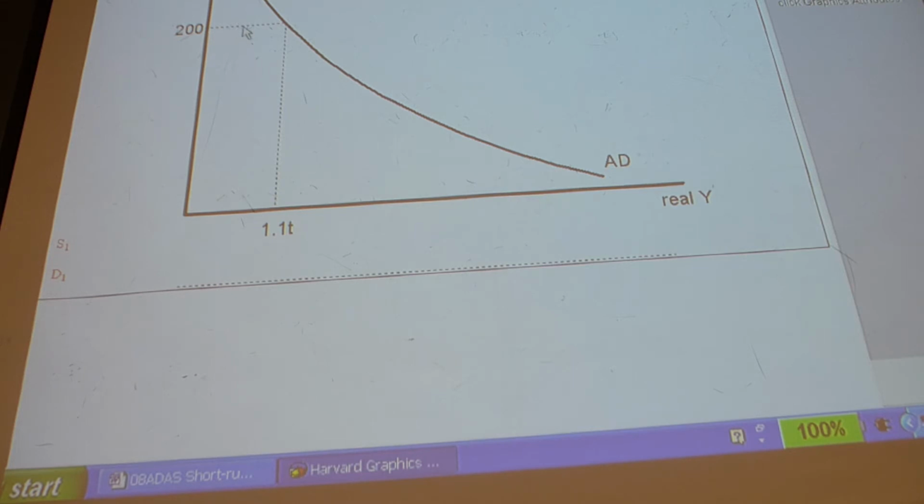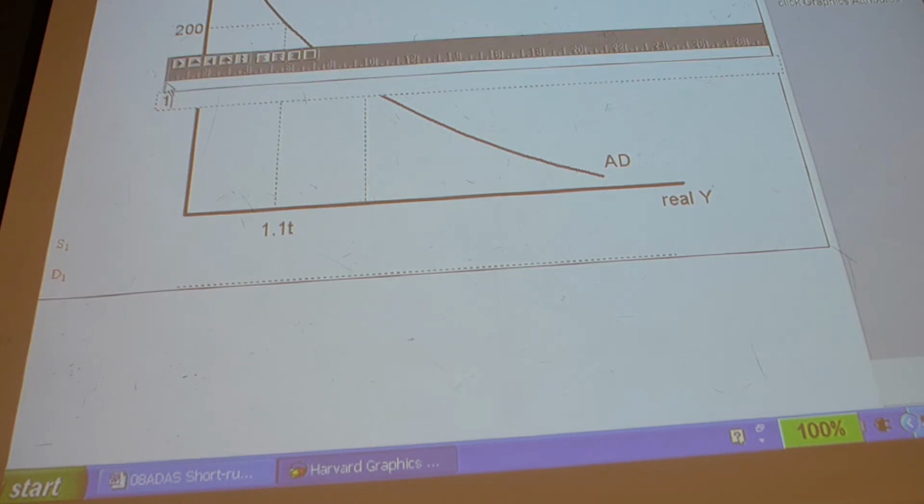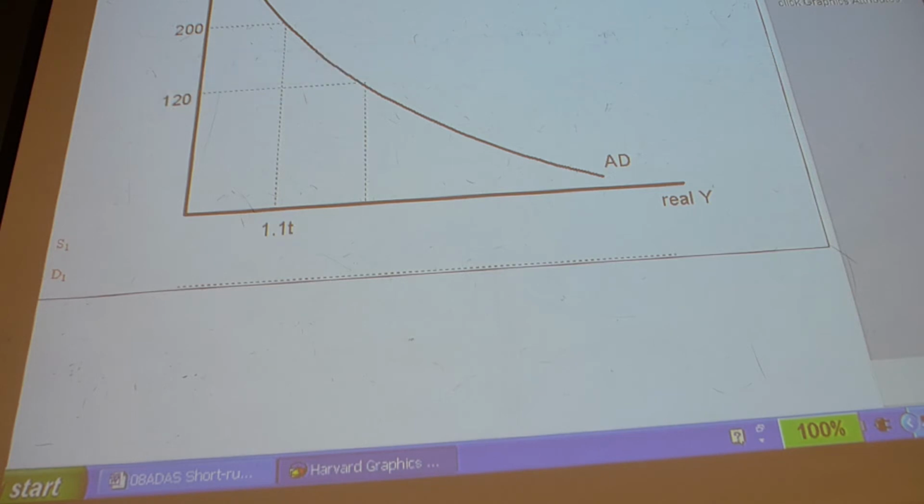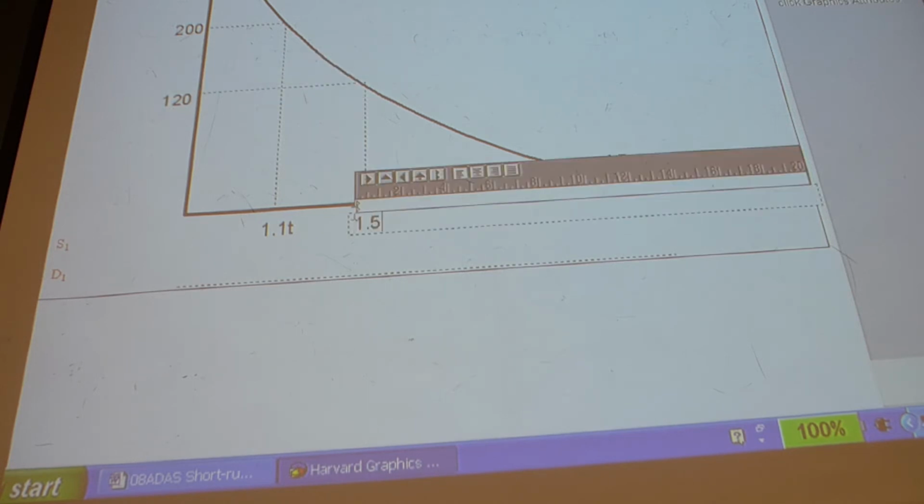Supposing Canada had significant inflation, if the inflation fell, the argument is there will be more real expenditure. Supposing the price level drops to like 120, then this might go up to 1.5 trillion.